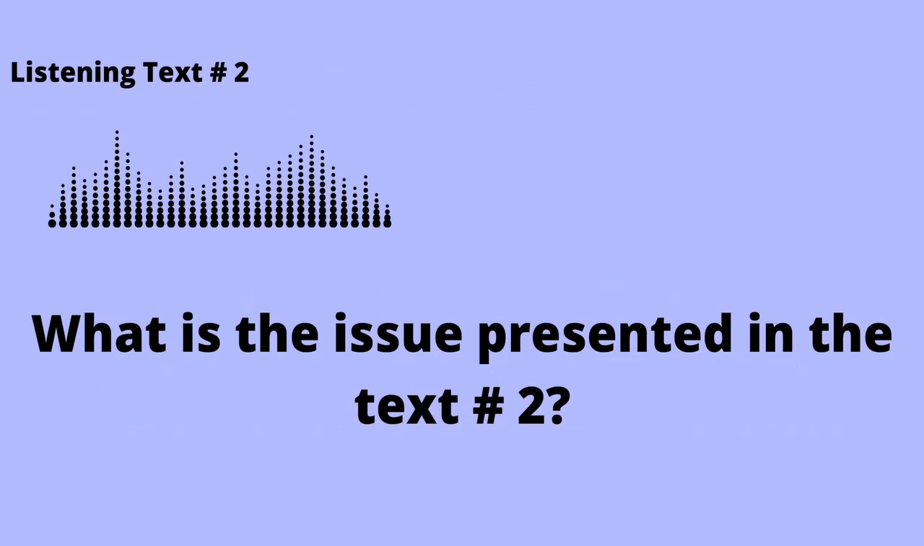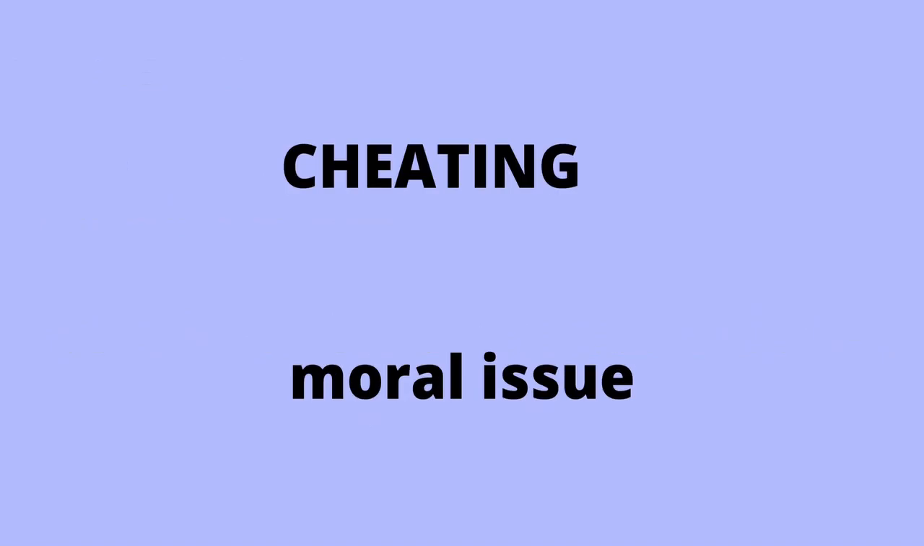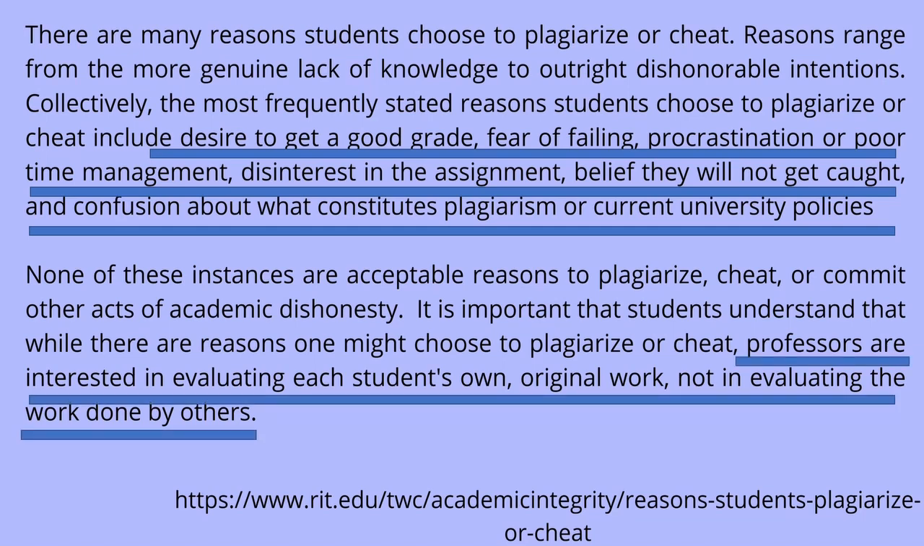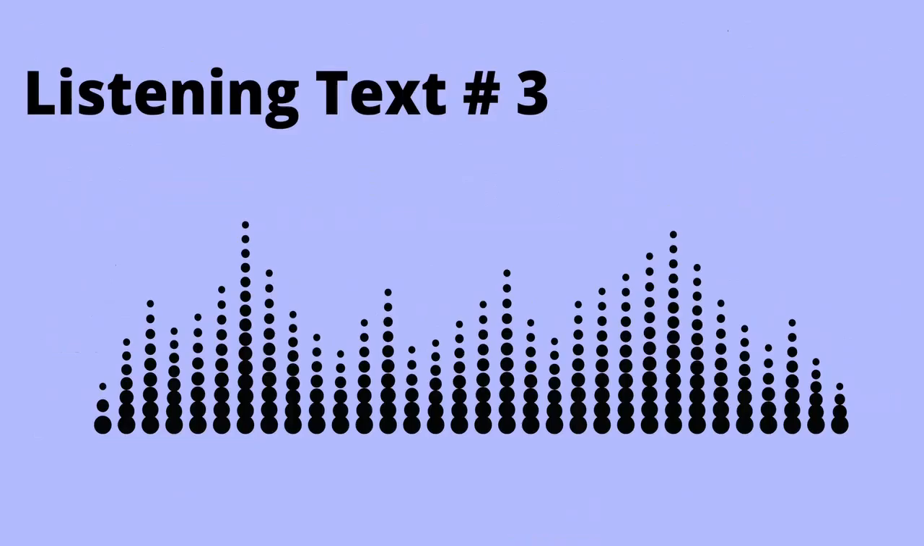What do you think is the issue presented in the listening text number 2? The answer is cheating, and it is an example of a moral issue. The text presented various reasons students choose to plagiarize or cheat. Moreover, it also presented a piece of advice for the student to stop cheating. Here is our listening text number 3.